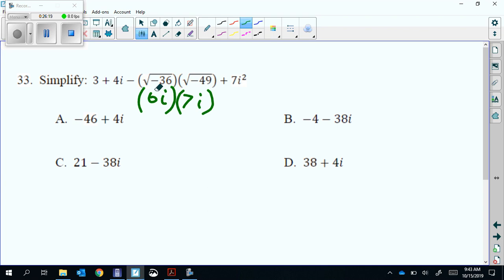And this was multiplication right here. So 6 times 7 is 42. i times i is i squared. And there's a negative right there. Out in front, we had 3 plus 4i.